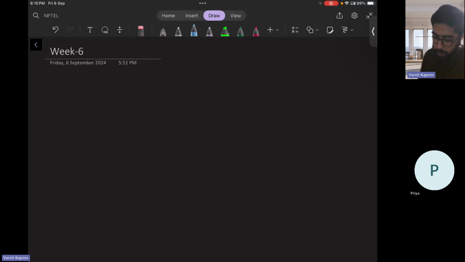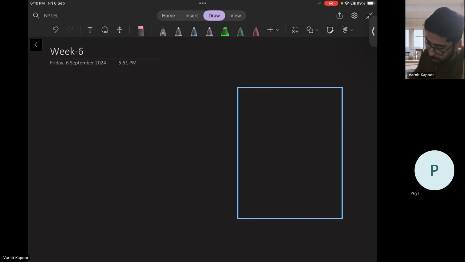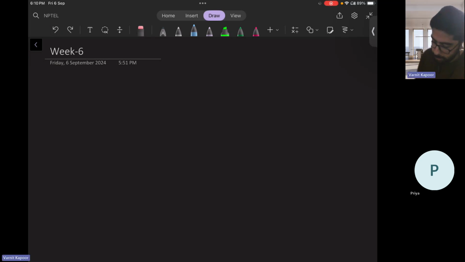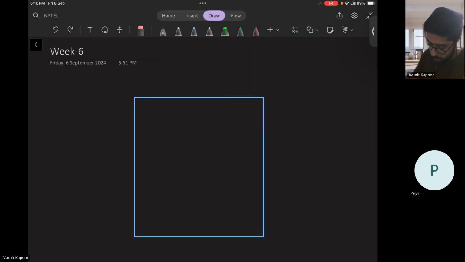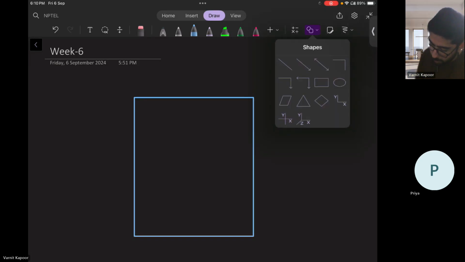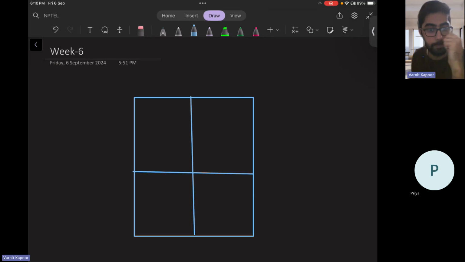Yeah. So let's start with the 2D problem of TDMA. If I have the boundary, let me make these 4 cells. And this is 1, this is 2, this is 3, and this is 4.